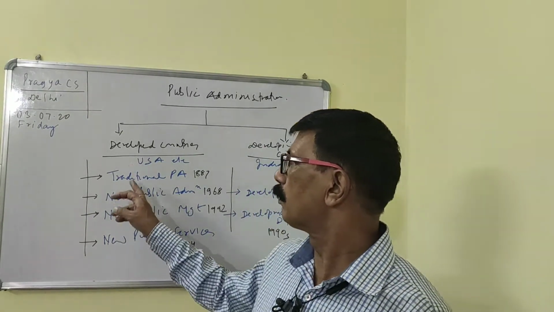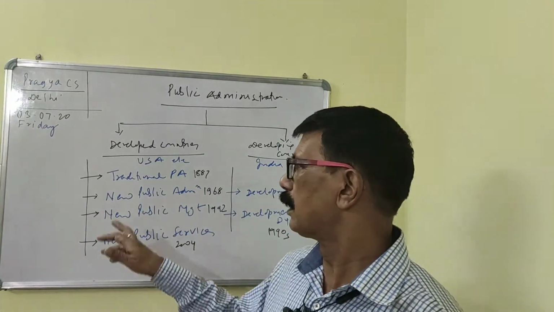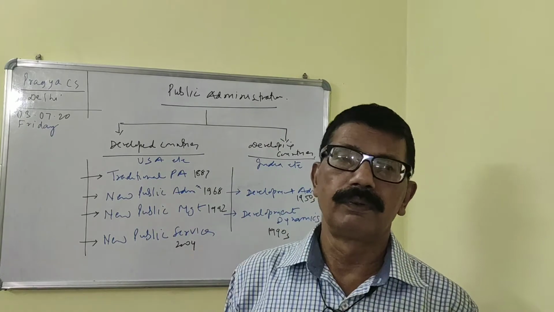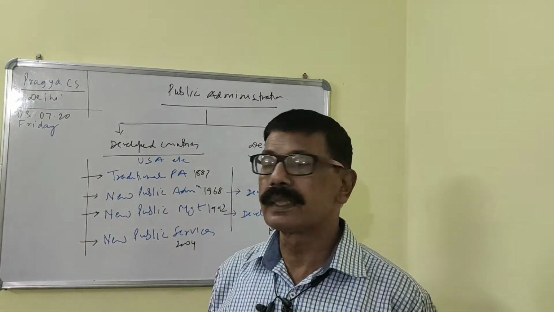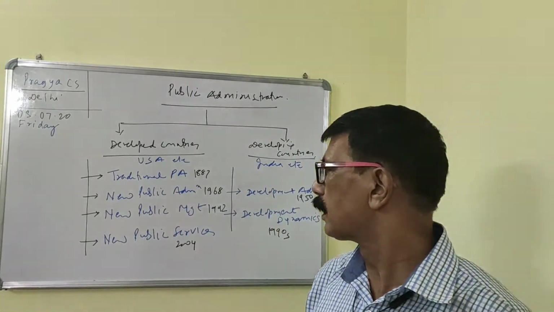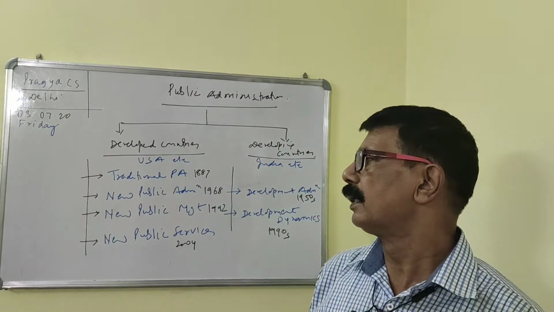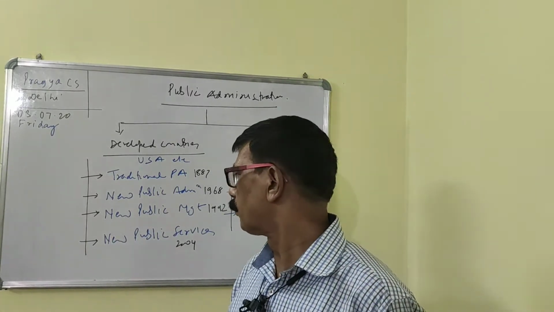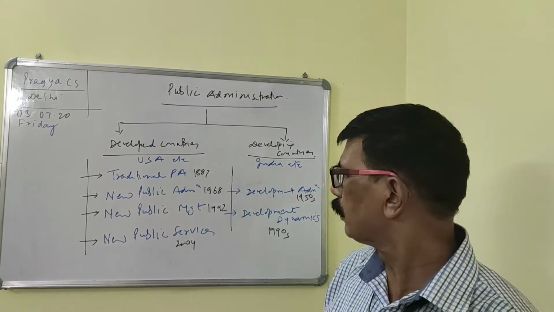On the basis of its evolution, we can classify public administration under several heads. First is traditional public administration, which emerged in 1887. Then new public administration emerged in 1968, new public management emerged in 1992, and now the new public service approach emerged in 2004. Getting the point?